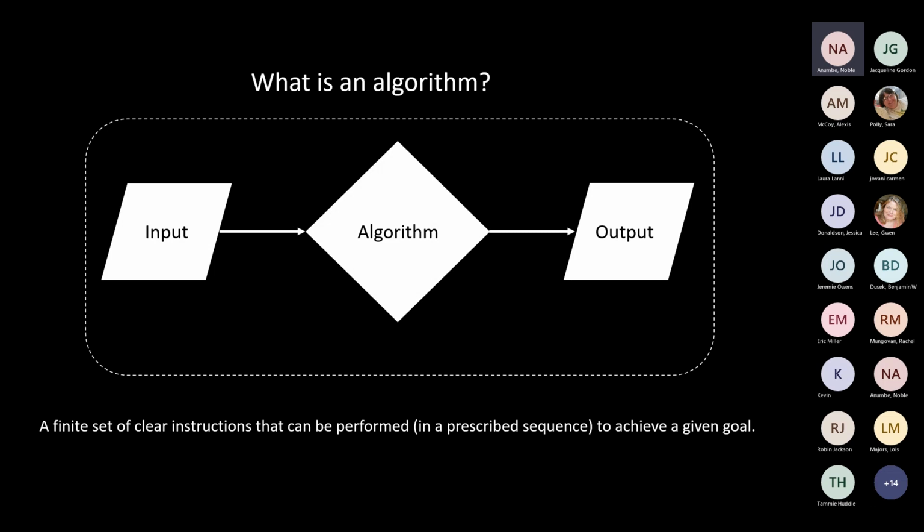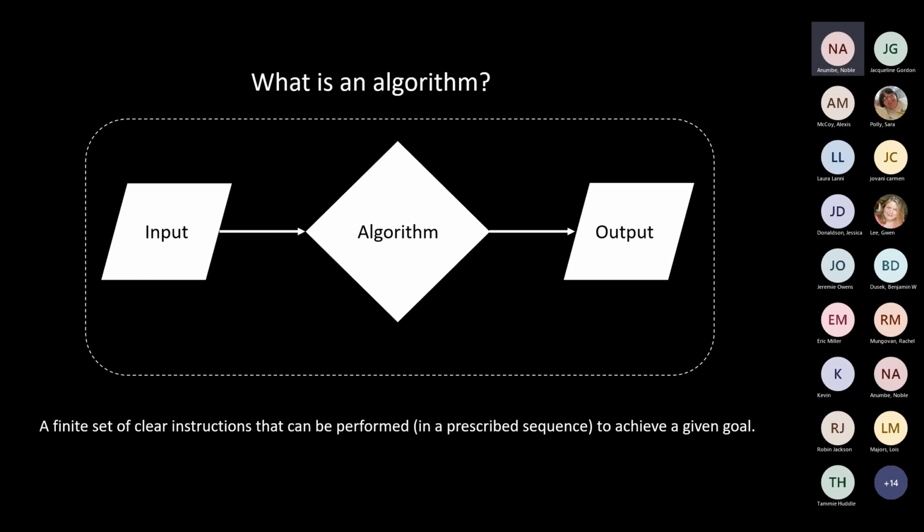So what exactly is an algorithm? Just look at this: a finite set of clear instructions that can be performed in a prescribed sequence to achieve a given goal. So you wake up in the morning and someone bumps into you and is asking you, so where is the registrar's office, right? And then you begin to give them a description, right? That description you're giving them is literally an algorithm. And that's how a lot of the programs we write, they are based on algorithms.